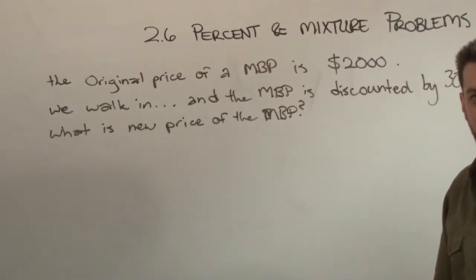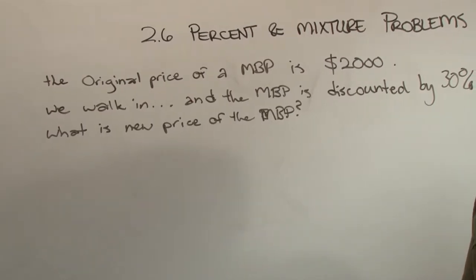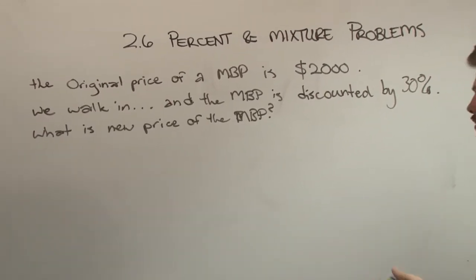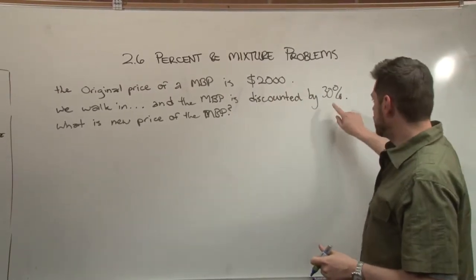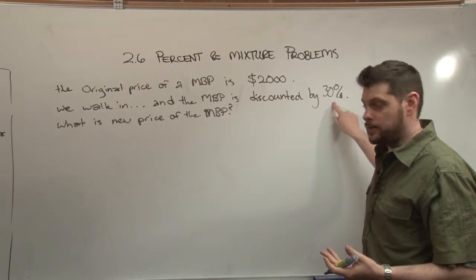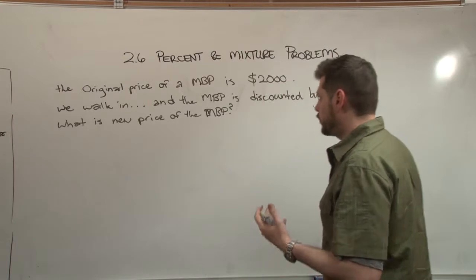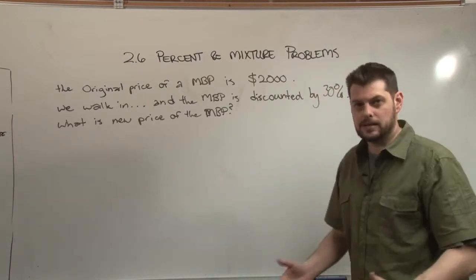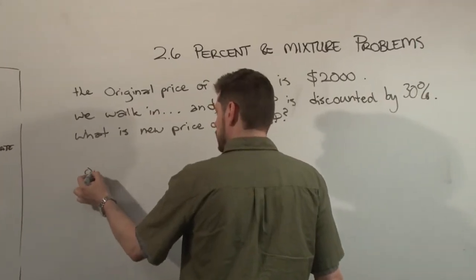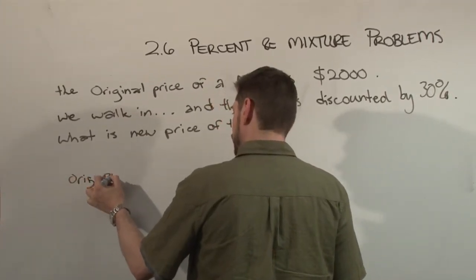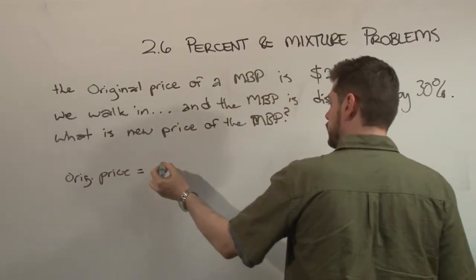Okay, same sort of technique that we used for our first percentage problem, only this time we've made it a little bit more challenging. So we have an original price. We have a discount that's given, a percent discount that's given, and we're asked to figure out the new price. Okay? So the first translation that we need to do is set aside the things that are given. So I would say original price is, which means equals, $2,000.